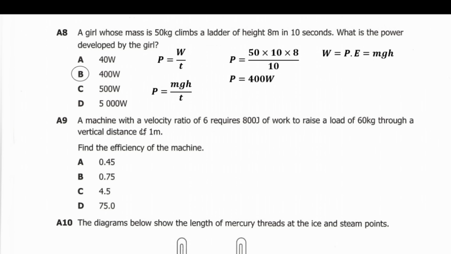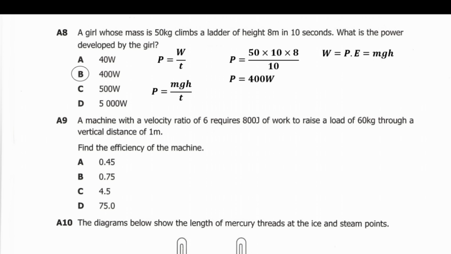Question 9 reads, a machine with a velocity ratio of 6 requires 800 joules of work to raise a load of 60 kilograms through a vertical distance of 1 meter. Find the efficiency of the machine.